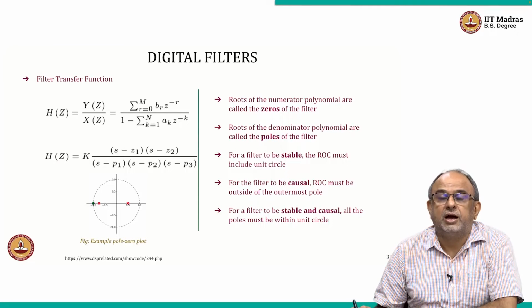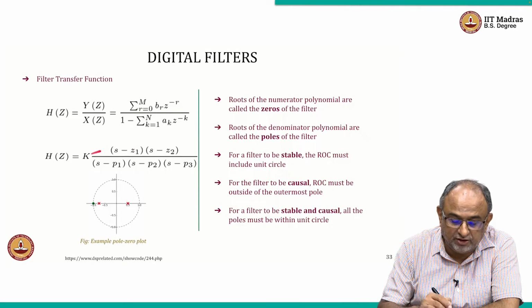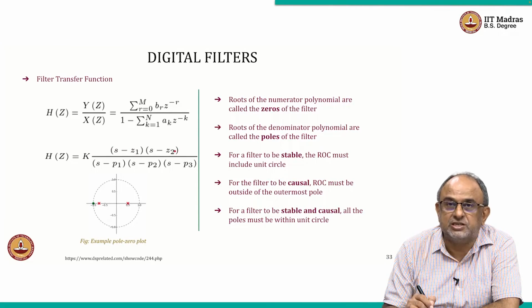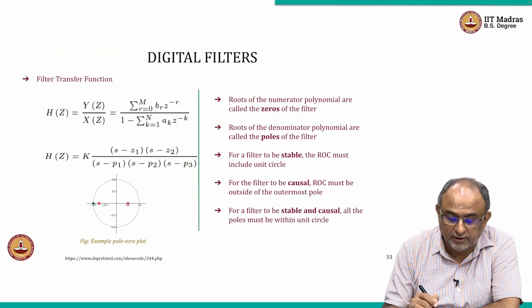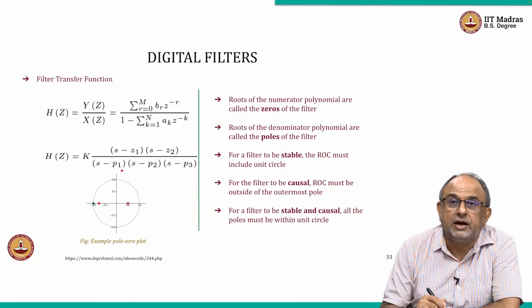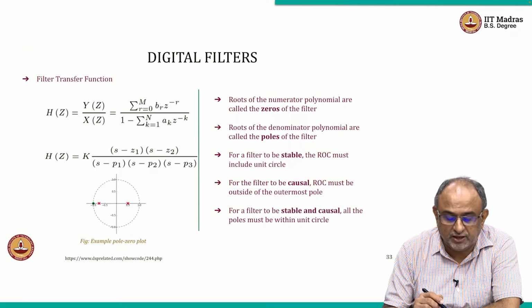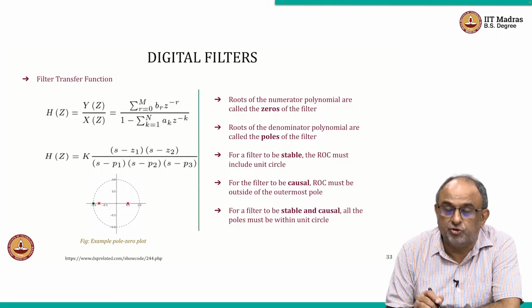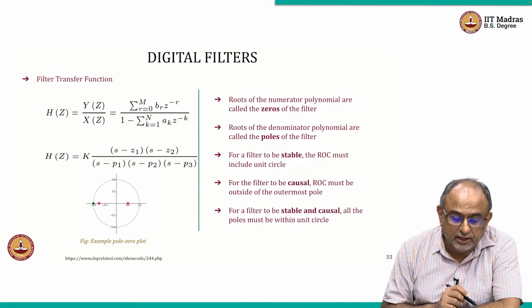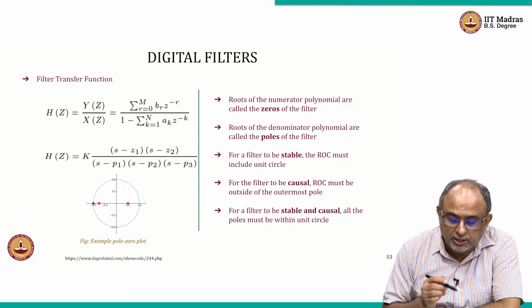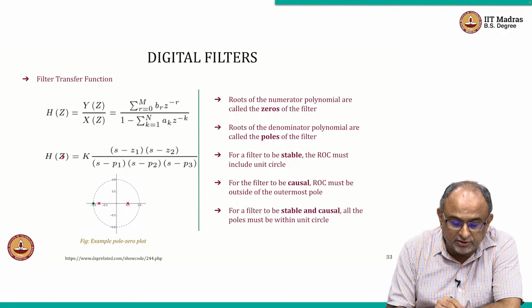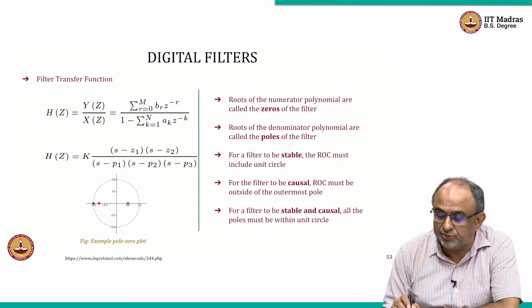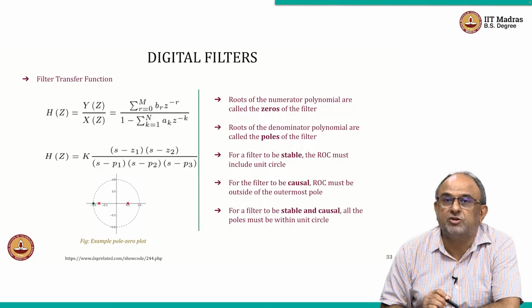So, if Z takes a value Z1, it will go to 0, Z takes a value Z2, it will go to 0, or Z takes a value of P1, it will explode, it will become infinity, that is basically not good. Let me take first the numerator factors. If Z takes a value of Z1, then it will go to 0. That is called a zero of the polynomial, and therefore, the output also will be 0. That is why the roots of the numerator polynomial are called the zeros.